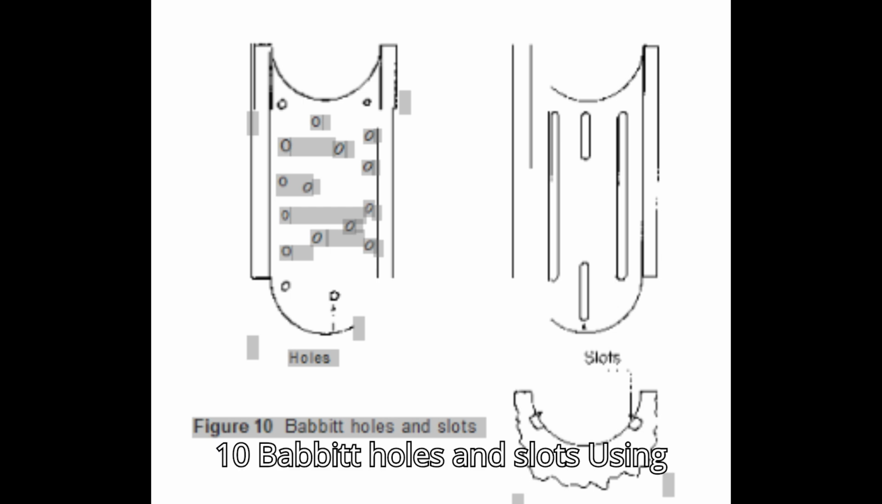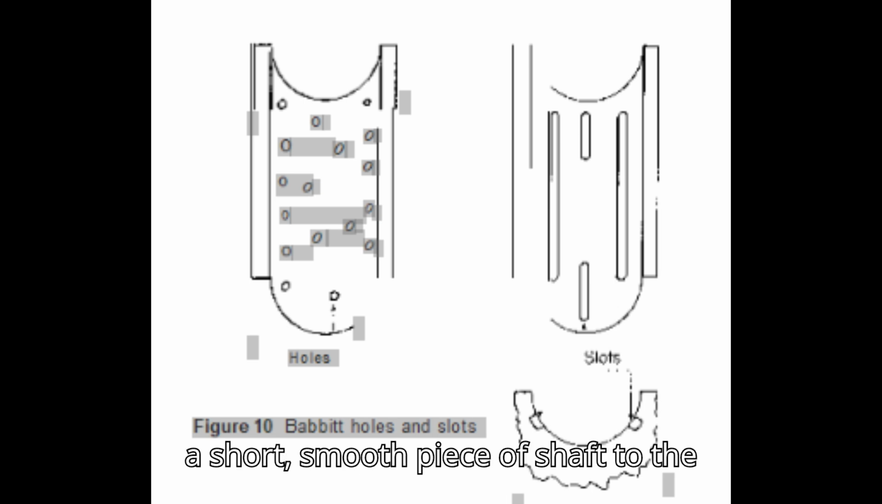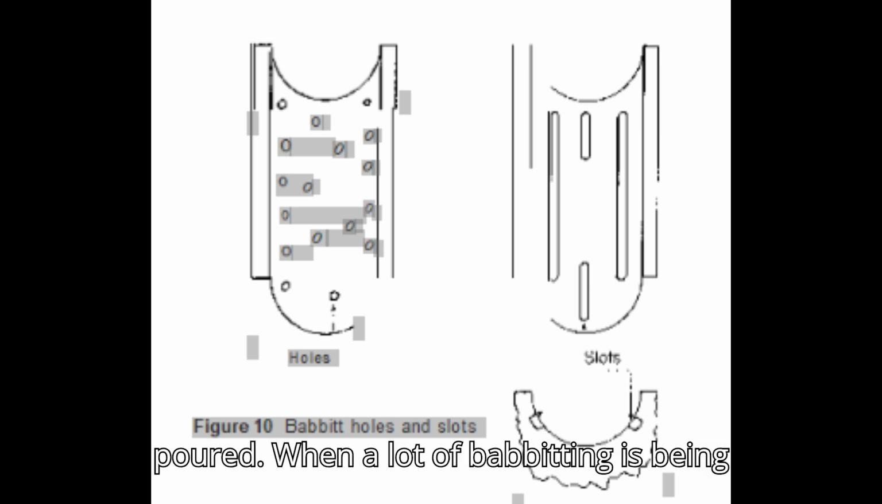Figure 10 Babbitt holes and slots. Using mandrels to pour Babbitt. A mandrel, dummy shaft, is used to shape and size bearings. It is a short, smooth piece of shaft to the required diameter and several inches longer than the widest bearing to be poured. When a lot of Babbitting is being done, the most common sizes of mandrels are fitted with side pieces to help positioning.